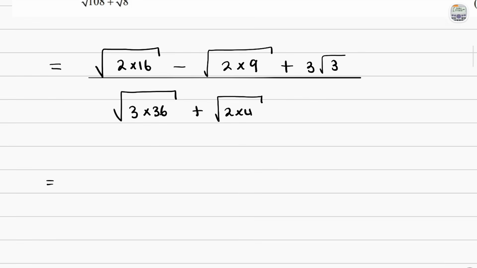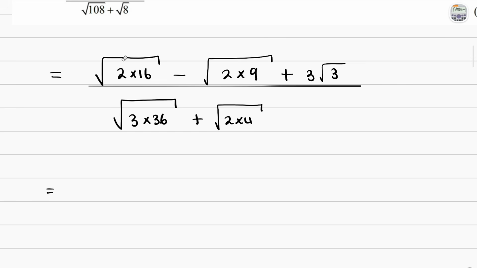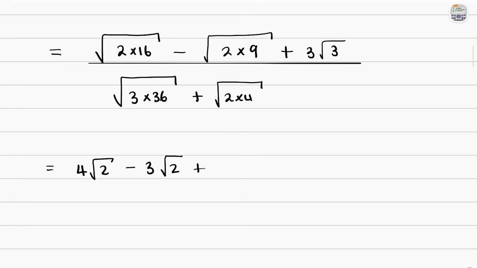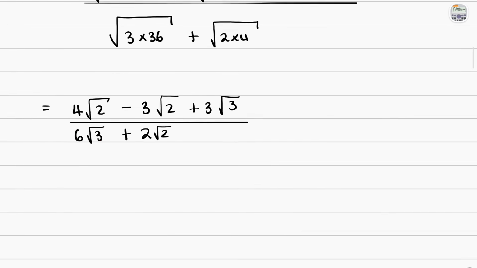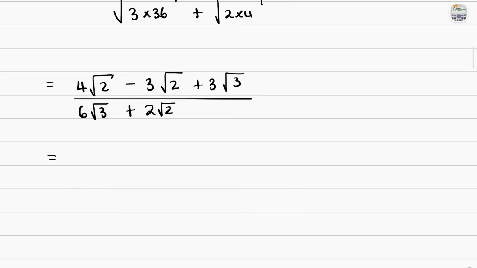Okay, so let's simplify. Here, when we square root, you're going to square root the 2 and the 16. The square root of 16 is 4. So you have 4, but the square root of 2 stays square root 2. And then minus, here we have the square root of 9 is 3, and the square root of 2 stays square root 2. And then that is 3 root 3 all over the square root of 36, which is 6, and we still have square root 3. And then the square root of 4 is 2, and we have square root 2. Okay, and now we're going to put our like surds together.